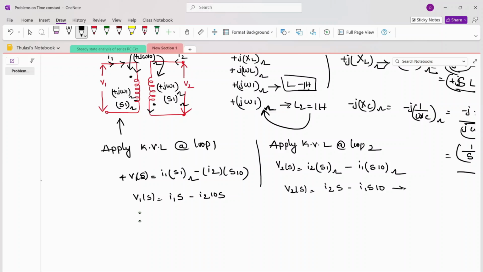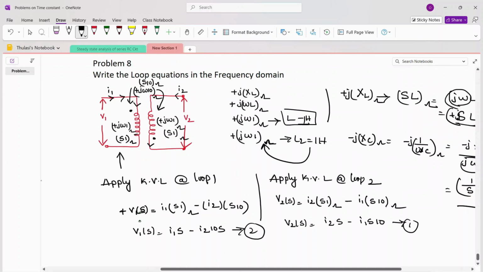So these are the two equations you get. That's how the given question asks to write the loop equations or mesh equations. This is called loop 1, this is called loop 2. That's how to write the loop equations or mesh equations, that too in the frequency domain. Frequency domain means S domain. S is nothing but J omega. Just substitute S is equal to J omega here, and you convert to the frequency domain. You can see these equations are in the S domain. That's how we successfully wrote the equations.